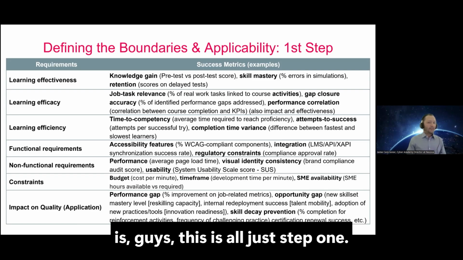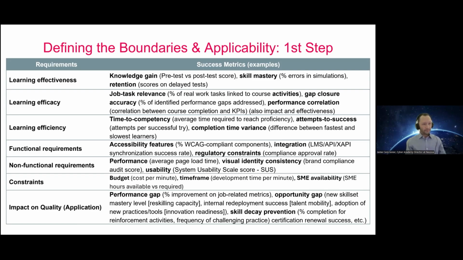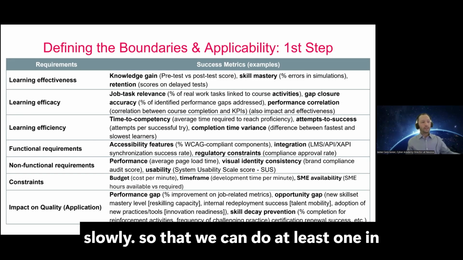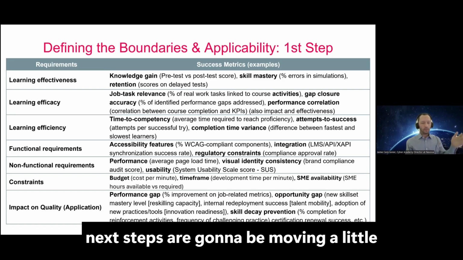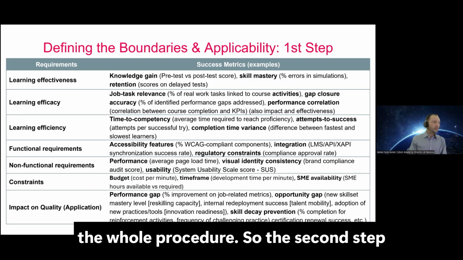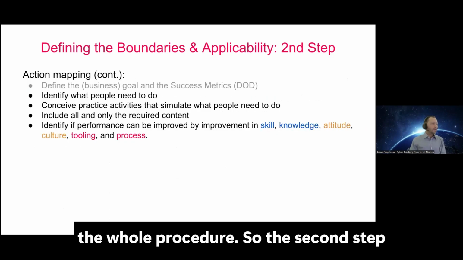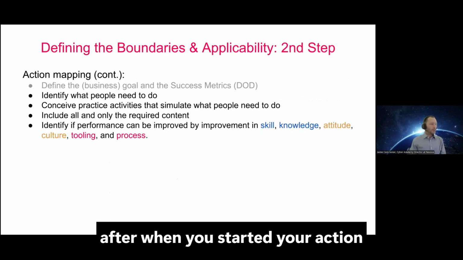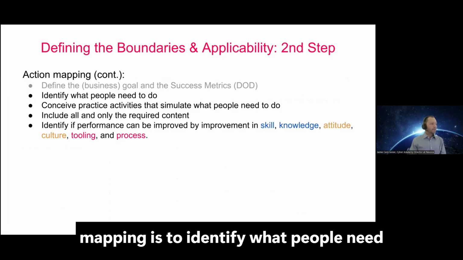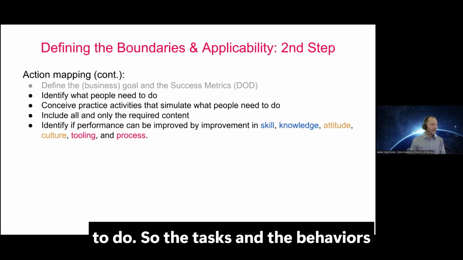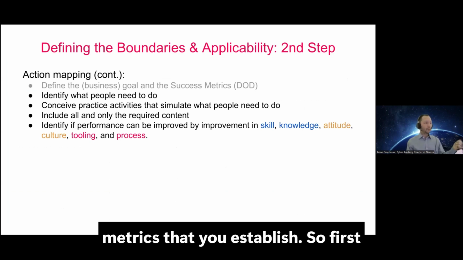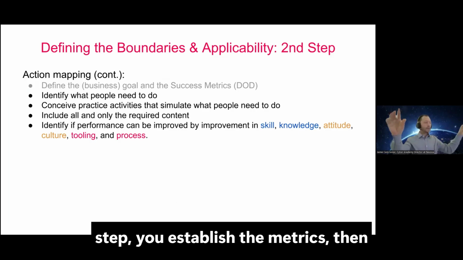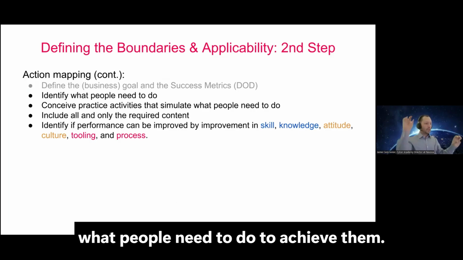And this is all just step one, okay? I wanted to do step one a bit slowly, so that we can do at least one in a more detailed fashion, and then the next steps are going to move a little bit faster, just to give you a glimpse of the whole procedure. So the second step, after you start your action mapping, is to identify what people need to do: the tasks and the behaviors people have to do to achieve those metrics that you established. So first you establish the metrics, then what people need to do to achieve them.